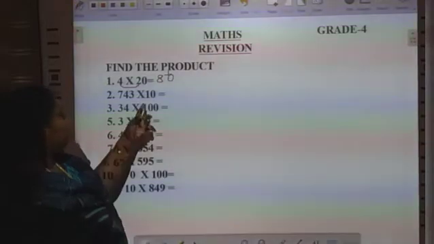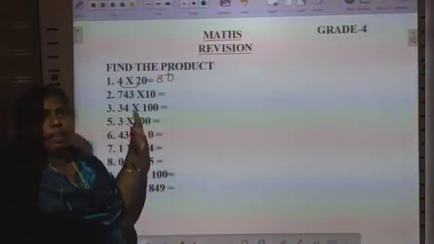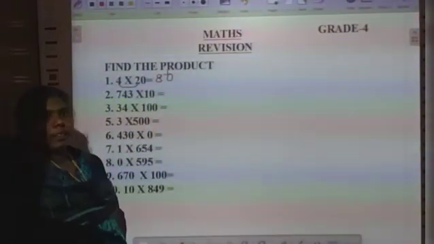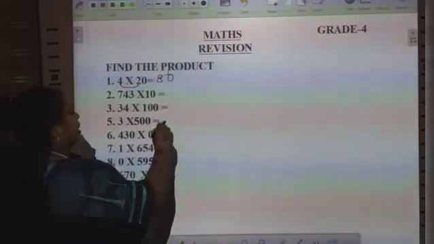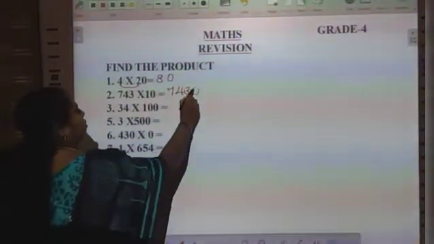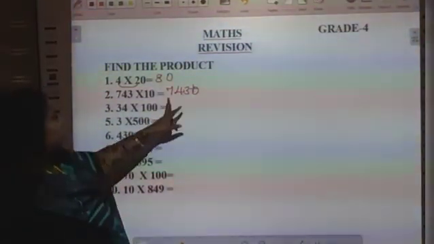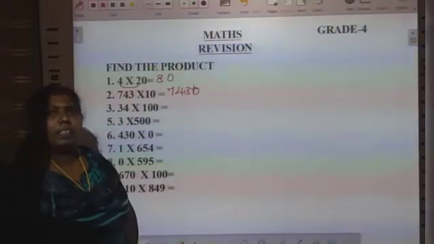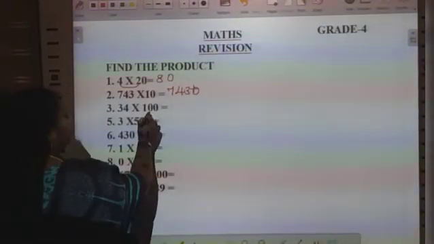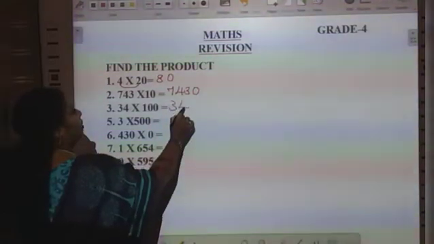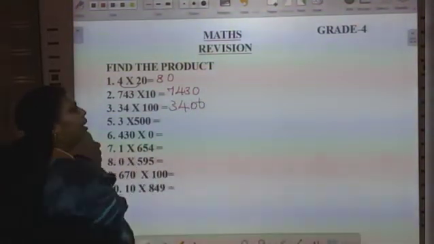If you want to multiply by 10 or 100, you can just add 0, right? Yes. If you are multiplying 743 into 1, that's 743 only, right? So you just add that 0 in the one's place. That means the answer is 7430. Yes. Then if you are multiplying by 100, 34 into 100, it is 3400. Right?